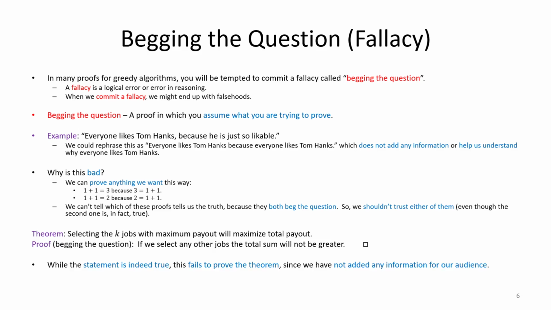So again, while the statement here, if we select any other jobs, the sum will not be greater, is indeed true, even though it's true, it fails to prove the theorem because we haven't added any information and no one will believe us if they didn't already believe us. If they already believed us, we don't need a proof. If they didn't already believe us, this is not sufficient.